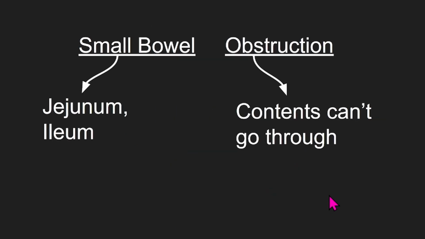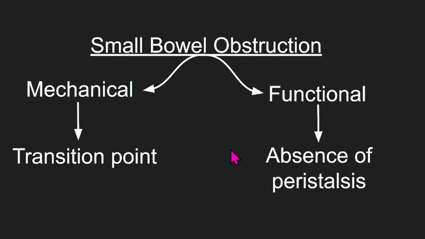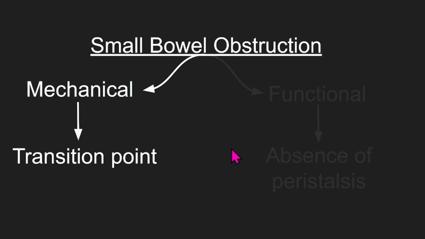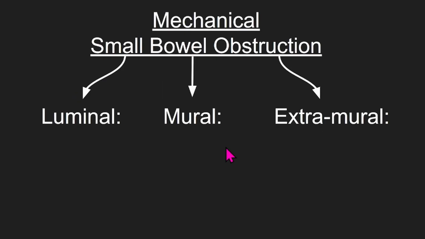Just as a brief bit of revision, small bowel obstruction is when the contents inside the jejunum and ileum can't go through and are blocked, and it's divided into mechanical and functional. And this video is focused on mechanical small bowel obstruction, which implies the presence of a physical transition point through which the contents cannot pass. So these are the three categories of causes of mechanical small bowel obstruction.